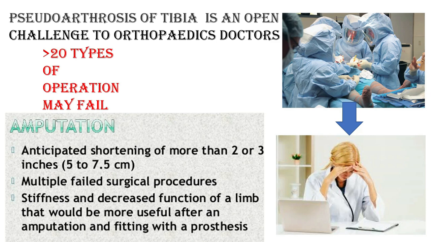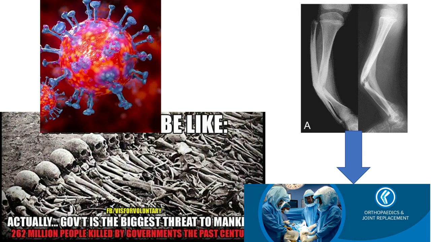The patient is suffering from a disease and you are offering amputation after so long a treatment. If this is your child, can you accept this? So it is a frustration to our orthopedic surgeons, and the treatment of pseudoarthrosis is very difficult. Now this is just like a pandemic, and this is a threat to orthopedic surgeons. Pseudoarthrosis of the tibia has to be explored in depth.